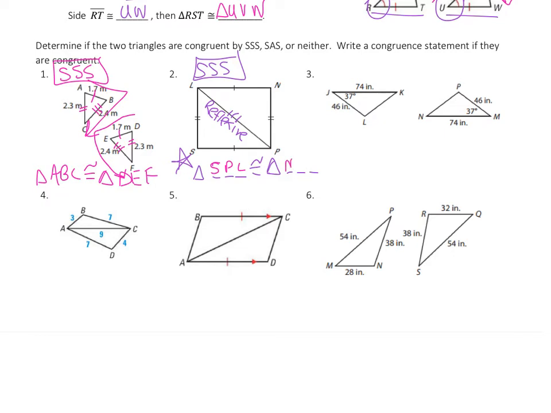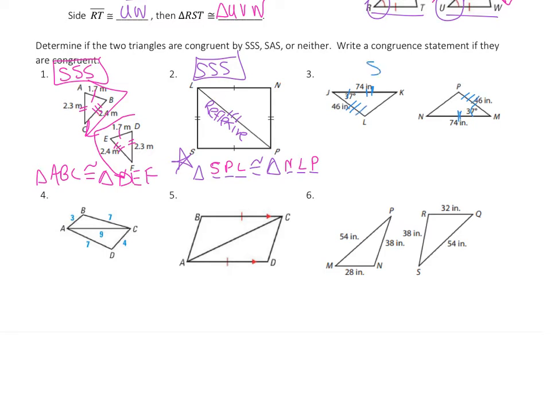NLP. For number 3, we can see that we've got an angle that's congruent, and I see a 74 and a 74 here. So those are congruent to each other. And I see a 46 and I see a 46. So notice that my angle is between the two sides. My angle is between the two congruent sides.